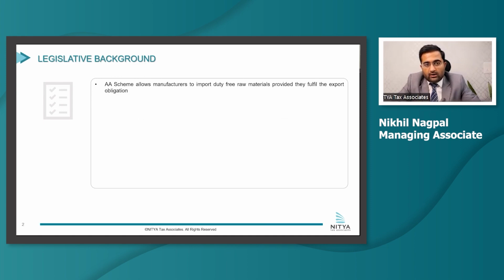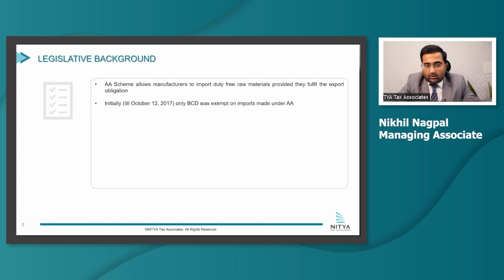firstly, I would like to give a brief about the Advance Authorization Scheme. Under the Advance Authorization Scheme, a manufacturer can import duty-free raw material after fulfillment of certain export obligations. Meaning thereby, if any exporter is availing benefit of the Advance Authorization Scheme, he is not liable to pay any duties and taxes on the import of goods made under such scheme.